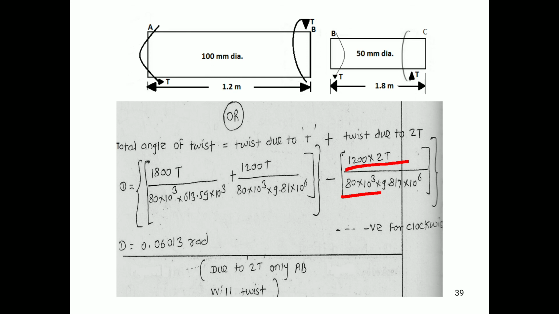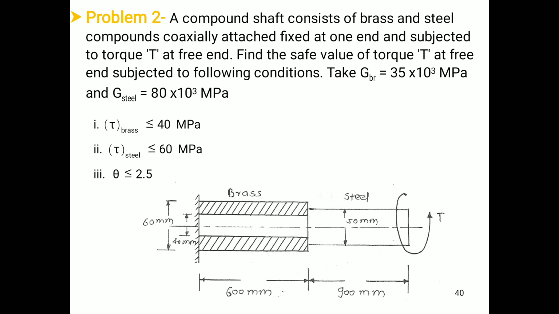0.06013 radian. So we can solve this numerical in both manners, by calculating theta 1 and theta 2 individually or by considering this particular equation also. In the next lecture we will again discuss a numerical based on the same concept.